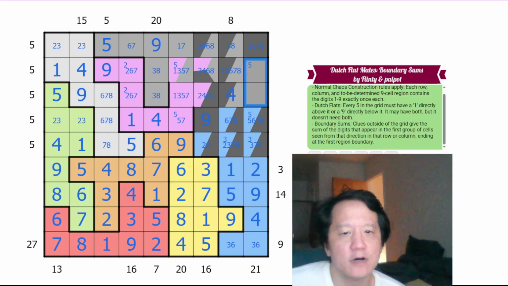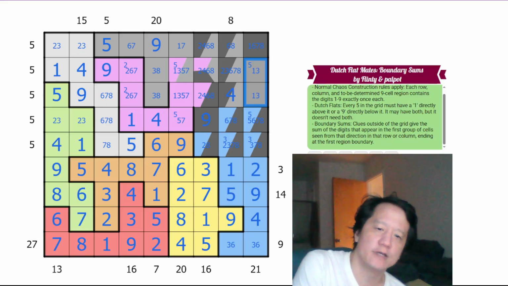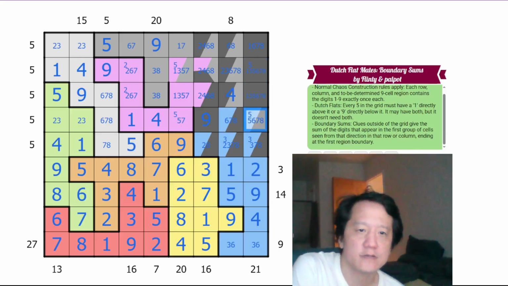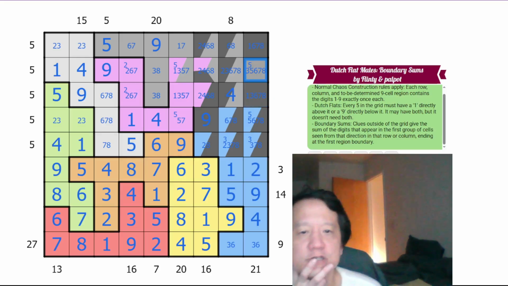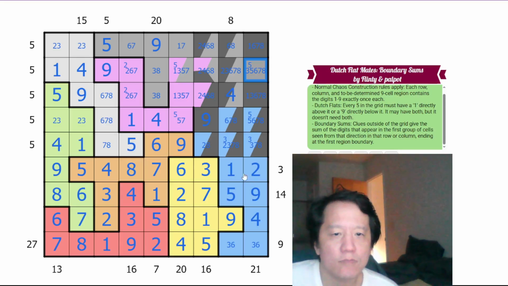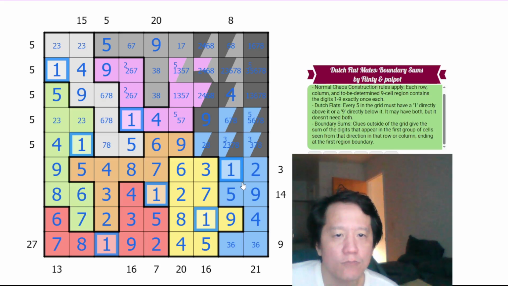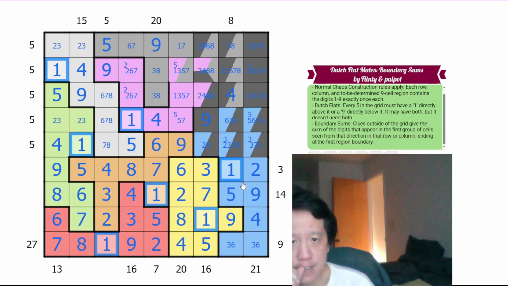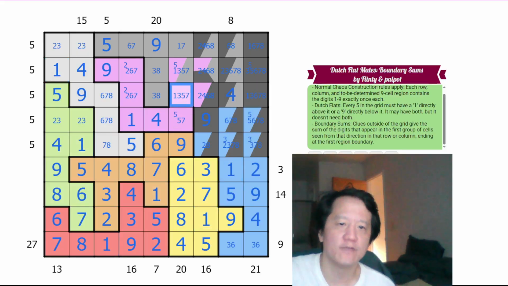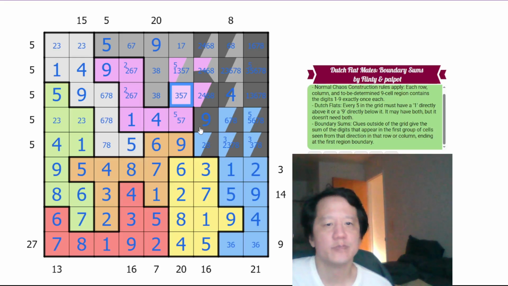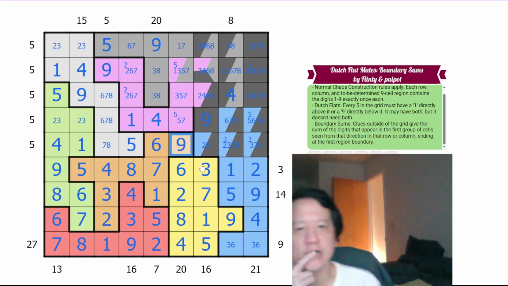Remaining digits of column 9 are 1, 3, 5, 6, 7, 8. No 1 here, no 5 here because of digits in a row. This is pink, so cannot have a 1. But you could still have a 5 there because a 9 could be below it.